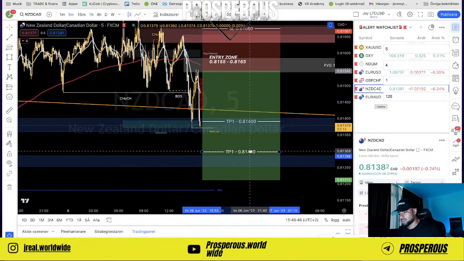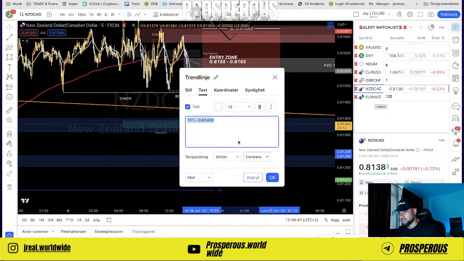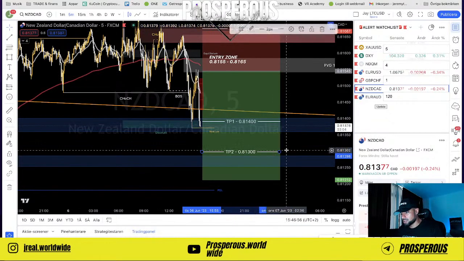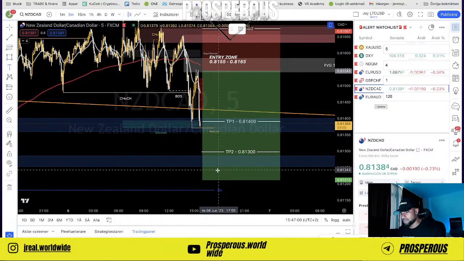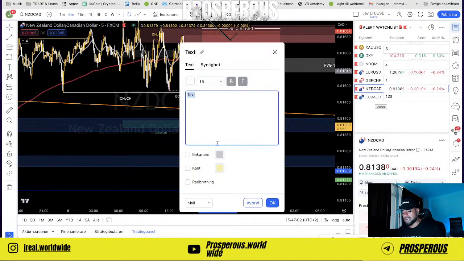81,300 maybe, just to be safe. Then what I would do is leave a TP2, TP3 open, because right now this one has a lot of momentum and it can actually drop a lot. So TP3 open, just like that.